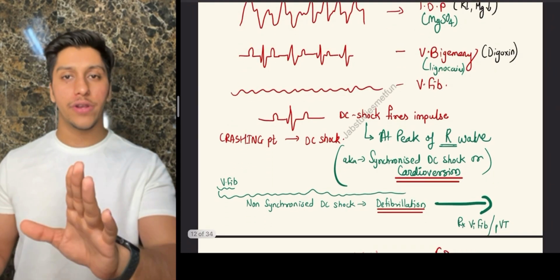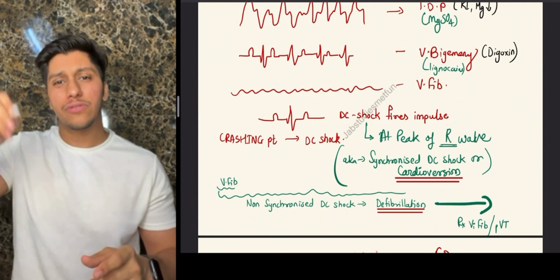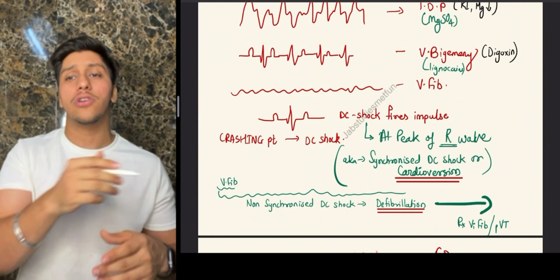Ventricular bigeminy, if they'll ask you, normal sinus rhythm. Along with normal sinus, you will have your premature ventricular contraction. Ventricular fibrillation, the whole ECG is like, randomly written like this. It will not be able to beat early.